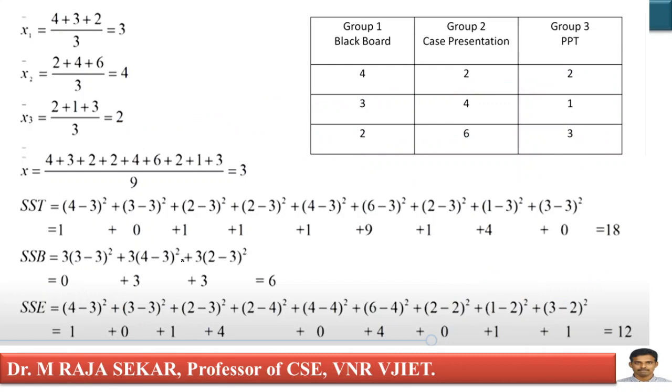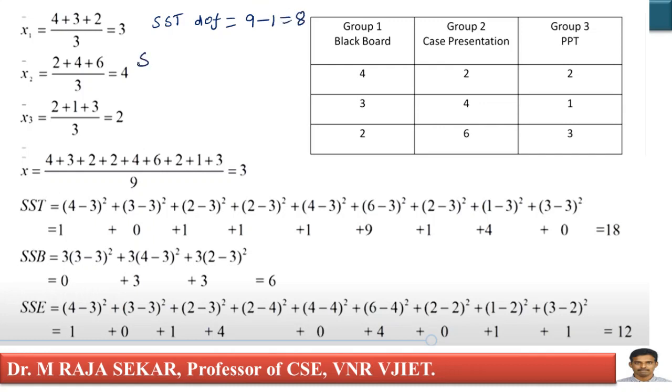Now what I have to do? I have got the values of SST, SSB, SSE. Now let me calculate the degrees of freedom. How can I calculate degrees of freedom? For SST, how many possible values are there? There are 9 elements, 9 minus 1, that is 8 degrees of freedom for SST.